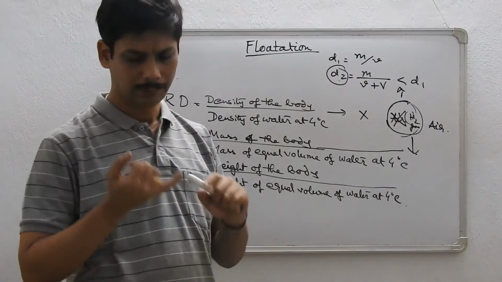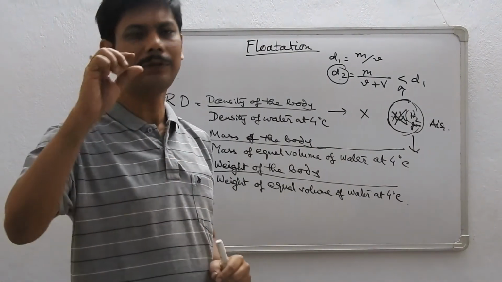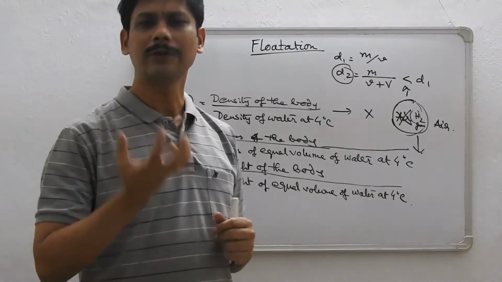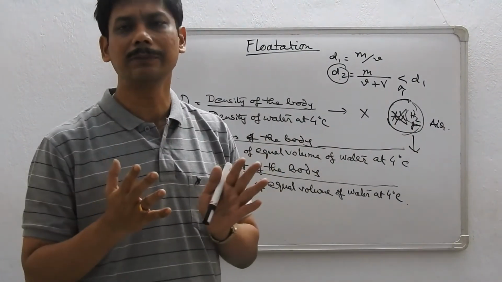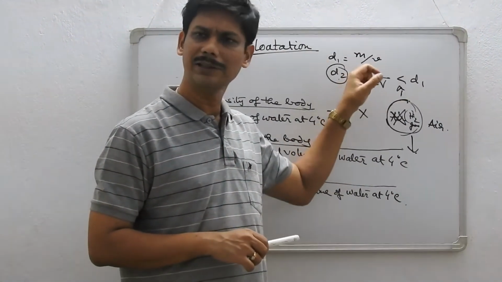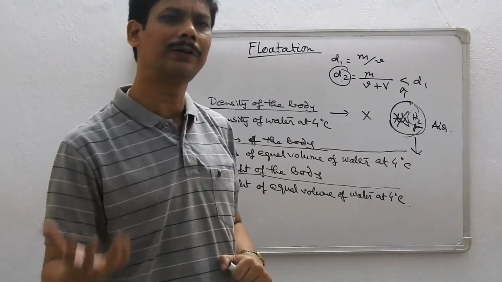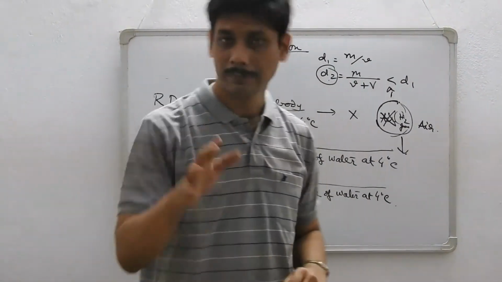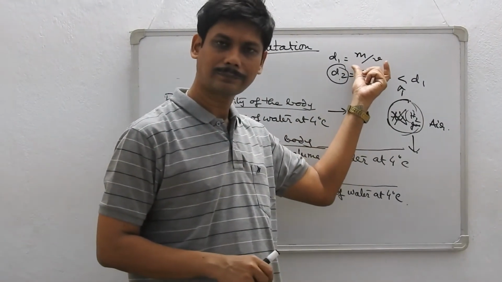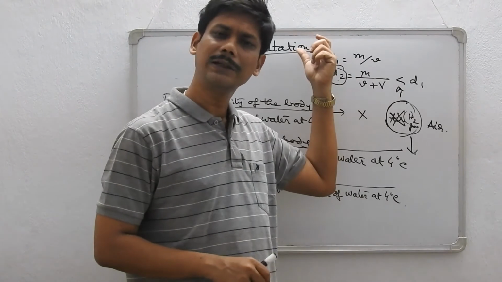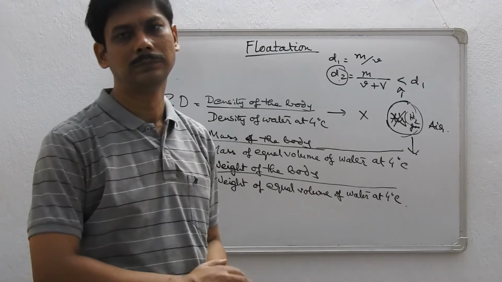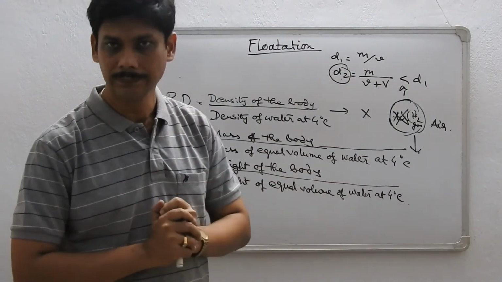For example, icebergs, or maybe you take a cube of ice and put it in water. This is because when water freezes to ice, it expands a little bit. As a result, its volume increases, while the mass remains the same, because 1 gram of water freezes to 1 gram of ice. So mass does not change. What changes is the volume. As the denominator increases, what happens? Density decreases. And so the ice cube floats on water, and the icebergs float on water.